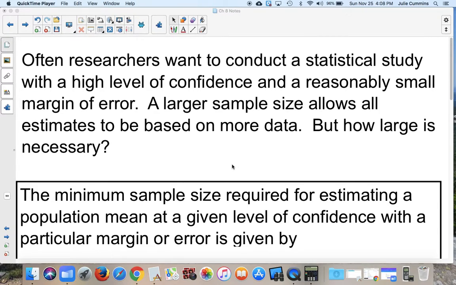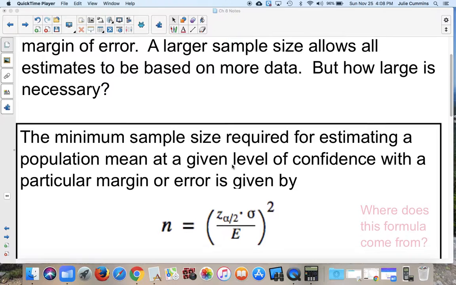Another thing that we can do with the formulas that we've been working with is determine how many people we need to survey, how big our sample size needs to be to get a margin of error that we want. So if you want a margin of error of like 3% on either end, how many people do you need to survey, or that kind of thing. So to answer that question, we can use this formula.